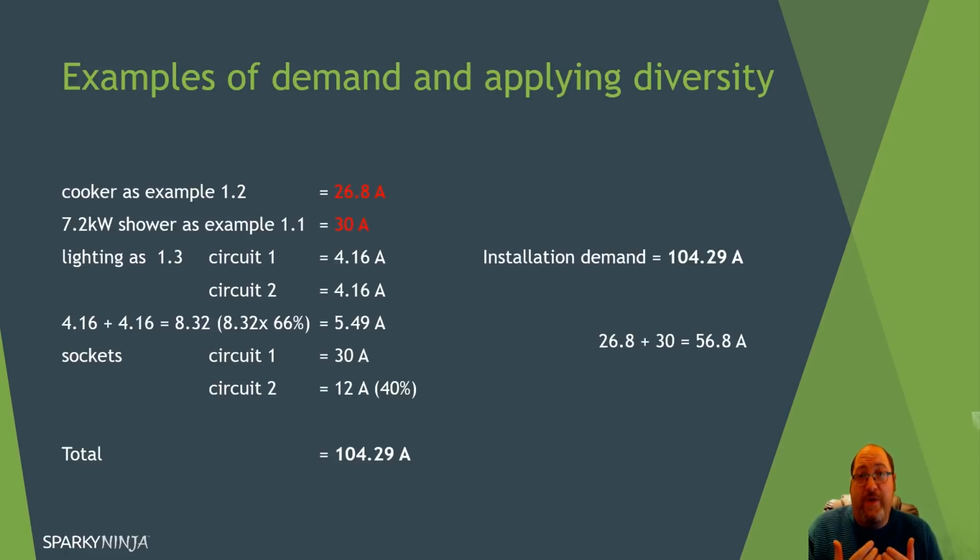So what I would do is I would apply some further diversity to this. As long as I get a good understanding that the cooker and the shower are going to be used for, you know, short duration now and then, a couple of times a day, and most likely not at the same time, I'm not under any concern with this demand.